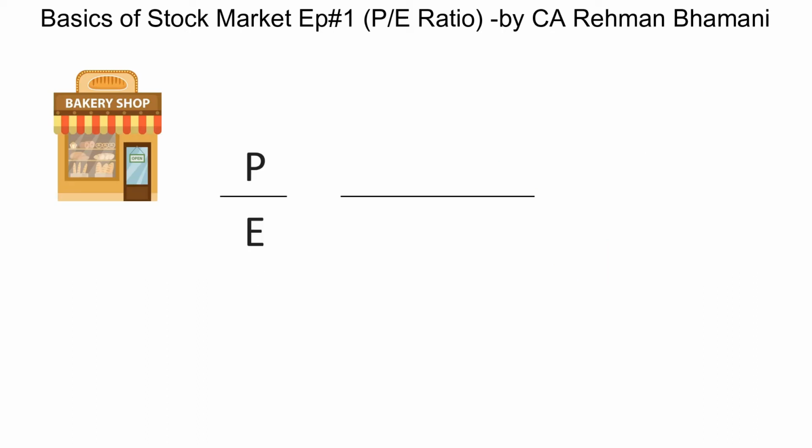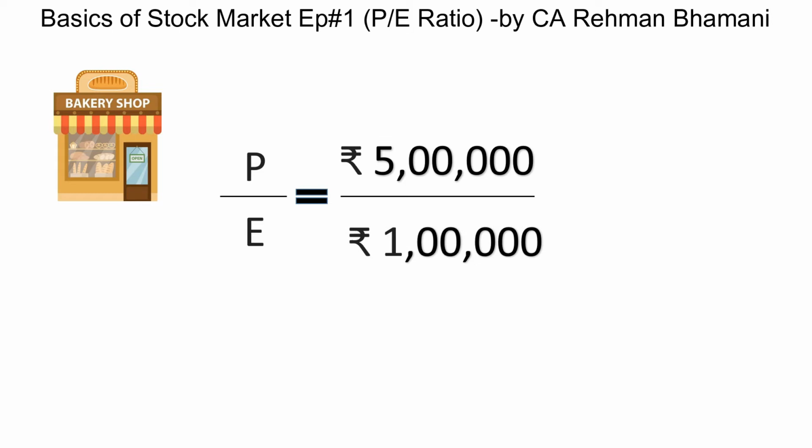So P stands for price and E stands for earning. In our example, the price is 5 lakh rupees. The price of the whole business is 5 lakh. And the earning per year is 1 lakh. So 5 lakh divided by 1 lakh will give you 5, which is the PE ratio.